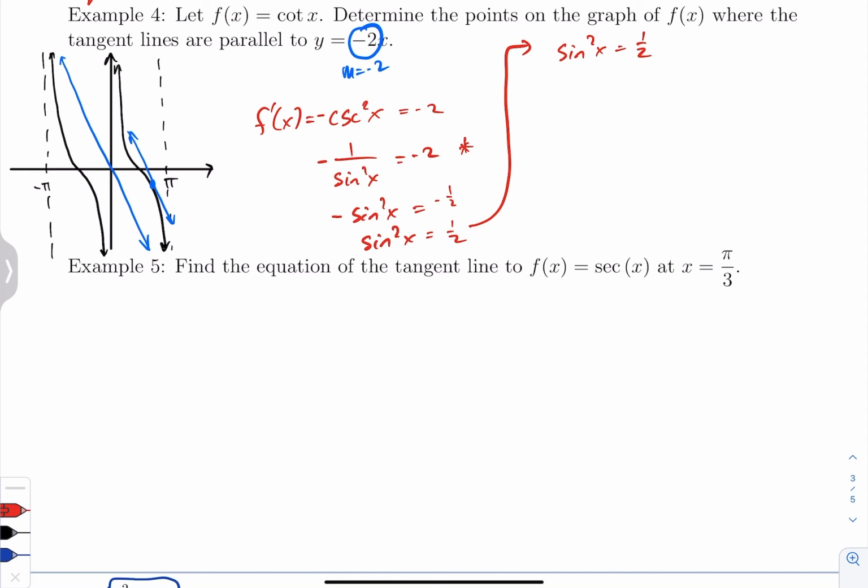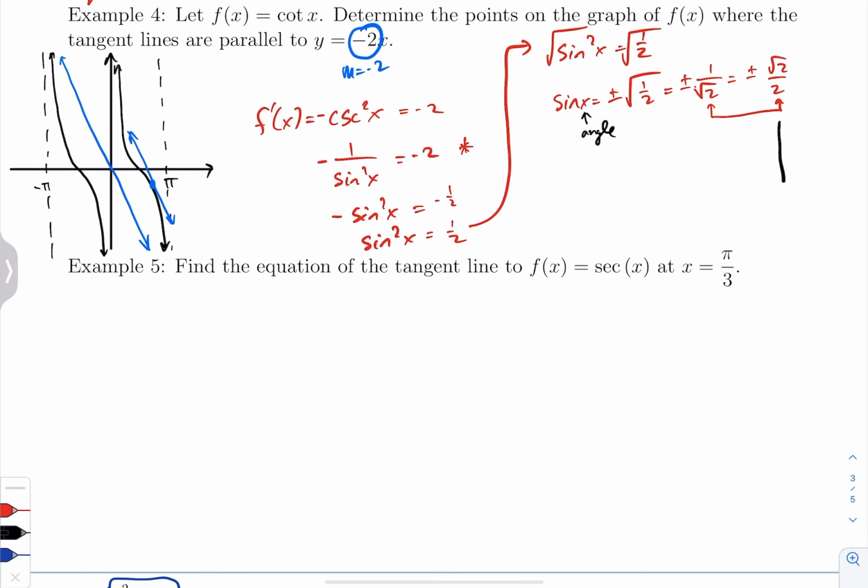Okay, so to solve this trig equation, I'm going to take the square root of both sides. I get sine of x is equal to plus or minus square root of 1/2, which is the same as 1 over root 2, which is the same as plus or minus root 2 over 2. And depending on how you memorized your unit circle, maybe either of these is what you would be wanting to think about. Now, we're ultimately trying to find x here, and that's an angle. We're trying to say sine of what angle is equal to root 2 over 2.